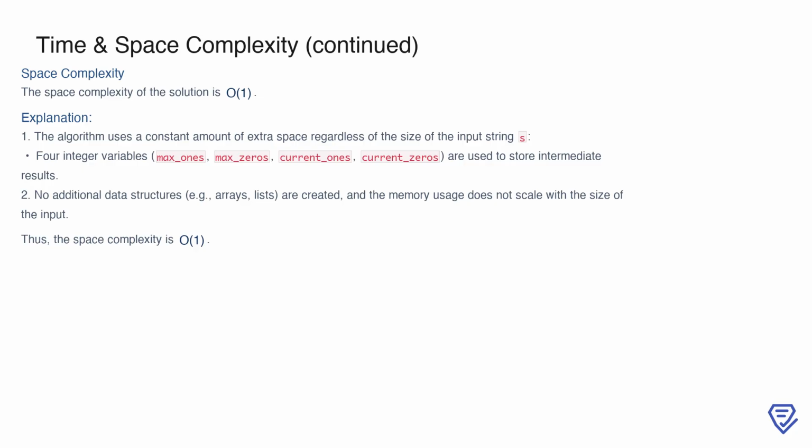The space complexity of this solution is O(1), meaning that the algorithm uses a fixed amount of extra memory regardless of the size of the input string, s. This is achieved by utilizing only four integer variables, max_ones, max_zeros, current_ones, and current_zeros, to store intermediate results. These variables are sufficient to track the state of the computation without relying on additional data structures like arrays or lists. As a result, the memory usage does not grow with the length of the input. This constant auxiliary space requirement makes the solution highly efficient in terms of memory usage.